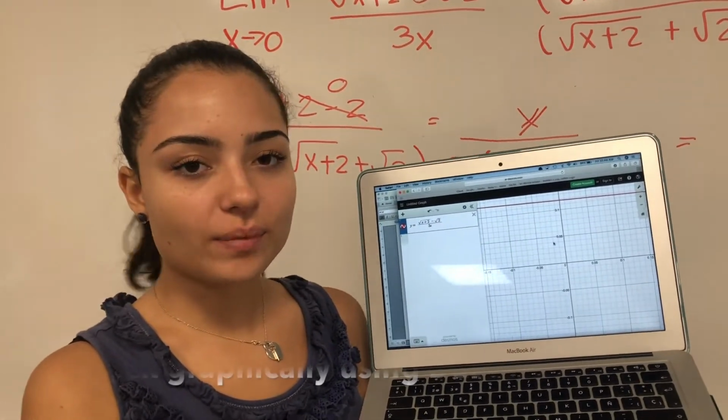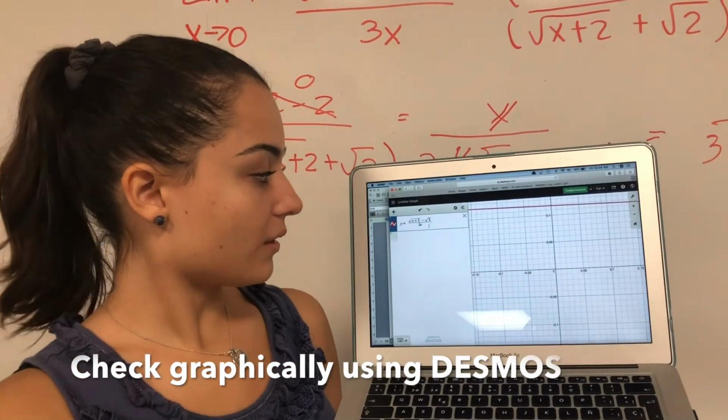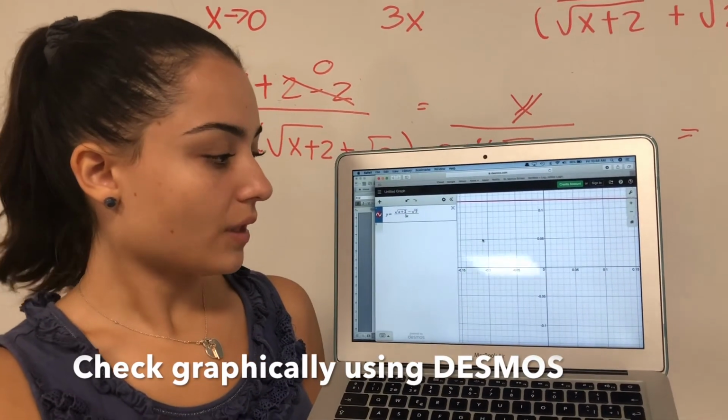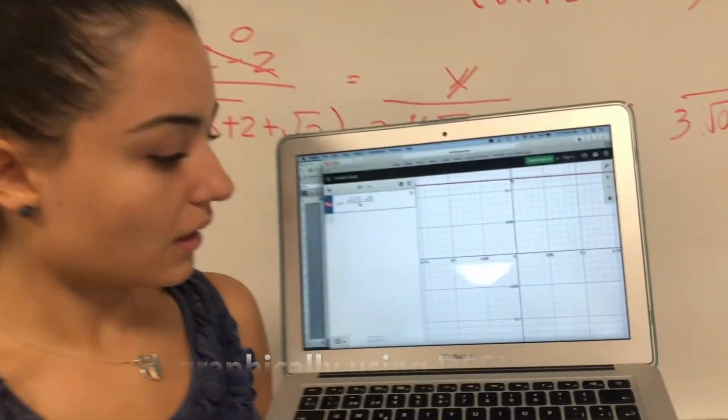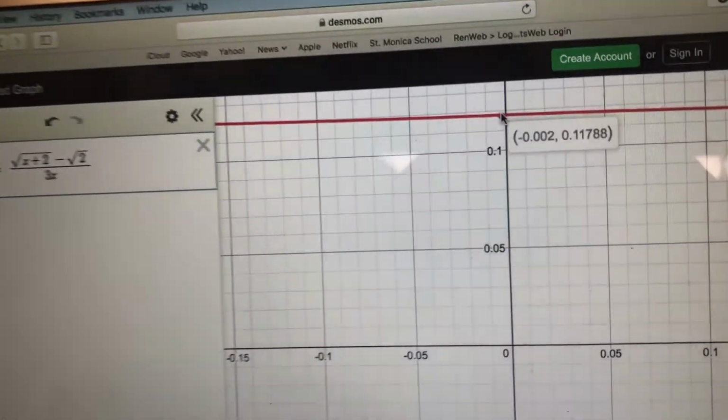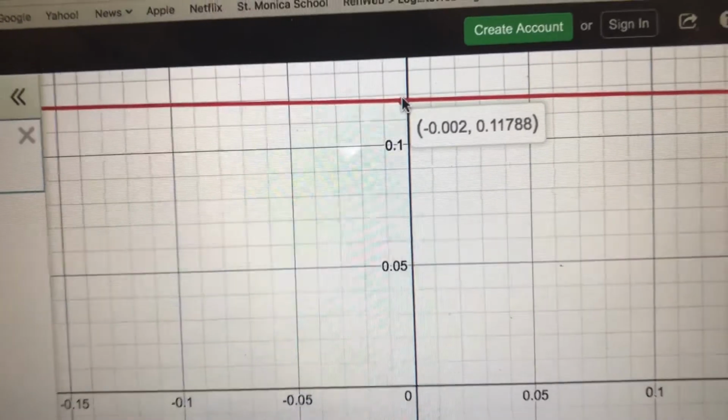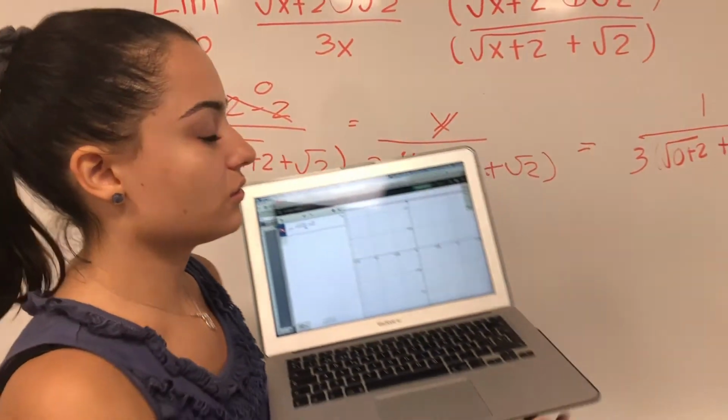Here we can check our answer by solving it graphically. When we place here our equation, when x tends to 0, we can clearly see that our answer is 0.11788, rounding it to the third decimal, 0.118.